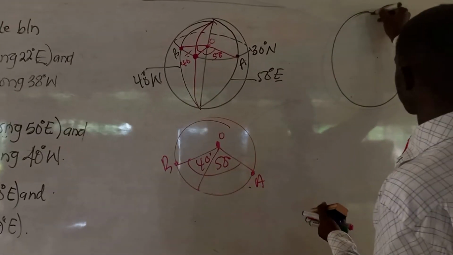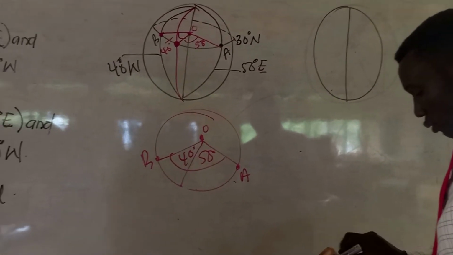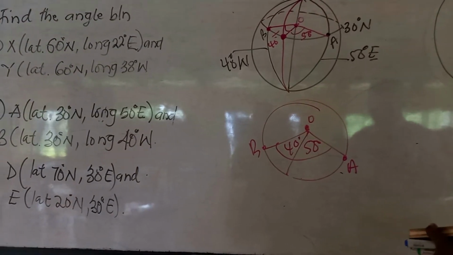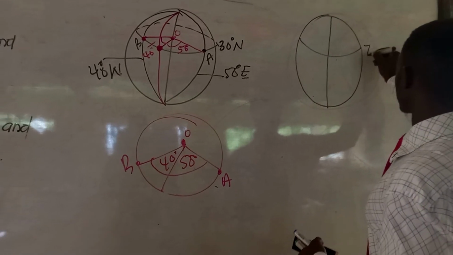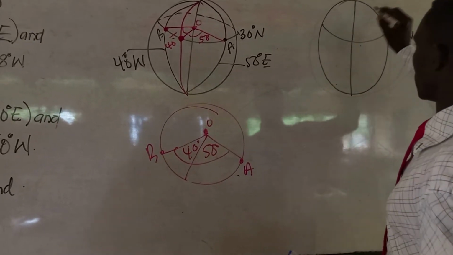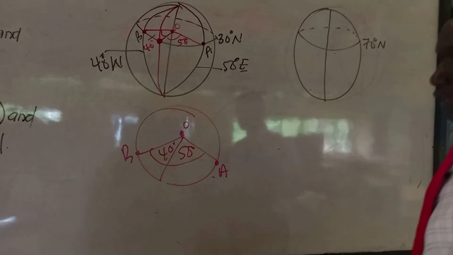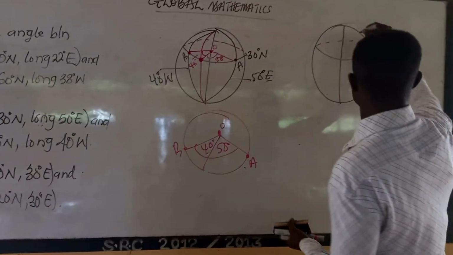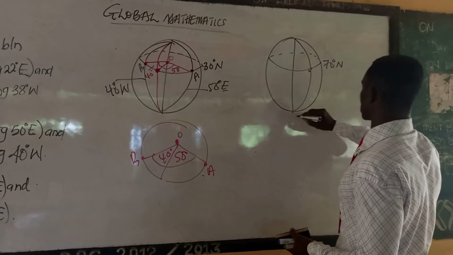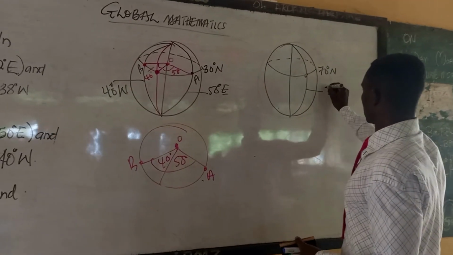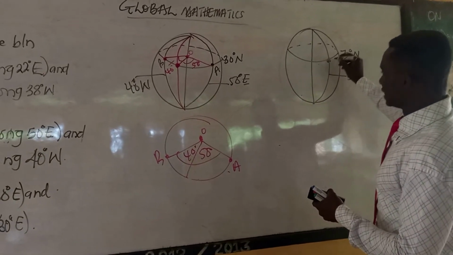Okay, this is the axis of the earth. And now, latitude 70 degrees north. So 70 degrees north will come here. Now, you see that it will create a circle. 70 degrees north and 30 degrees east. So 30 degrees east will be here. It means the latitude at this point. So this is 30 degrees east. That's the longitude. So the point D is this point.